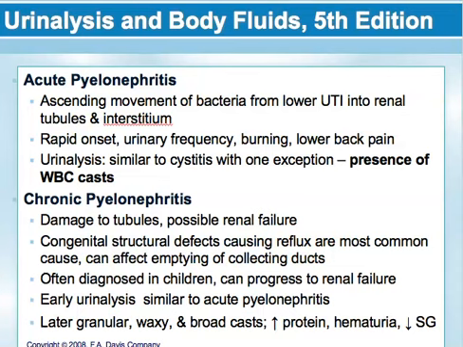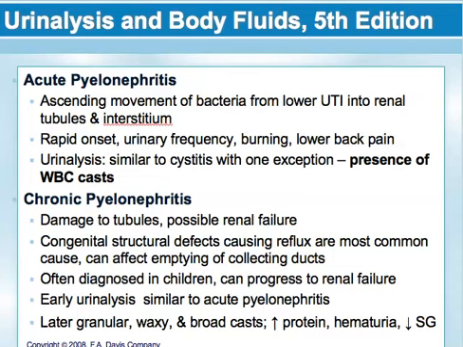Okay, acute pyelonephritis is an infection of the upper urinary tract to include the tubules and the interstitium. It's related to interference of the urine flow, which could be due to an obstruction or some other type of condition. It's most commonly caused by ascending movement of bacteria from a lower UTI into the renal tubules and interstitium, or from reflux of urine from the bladder back into the ureters. There's a rapid onset of symptoms that can include urinary frequency, burning, and lower back pain.